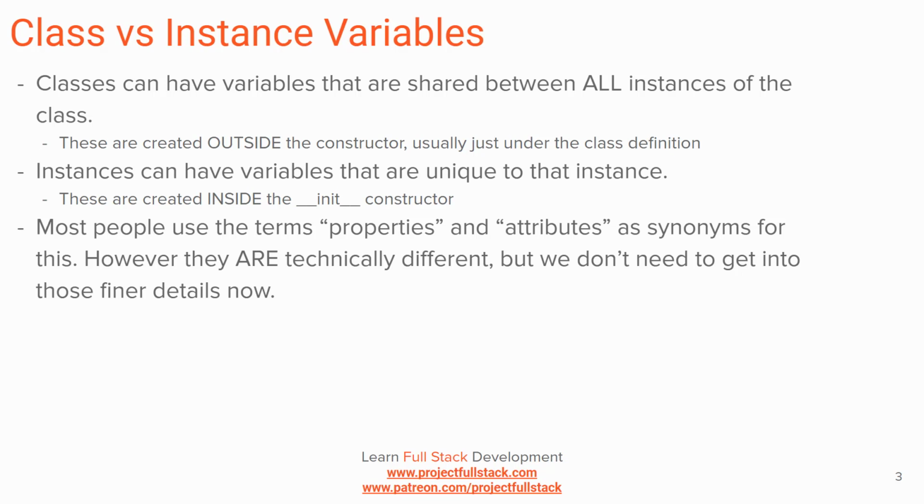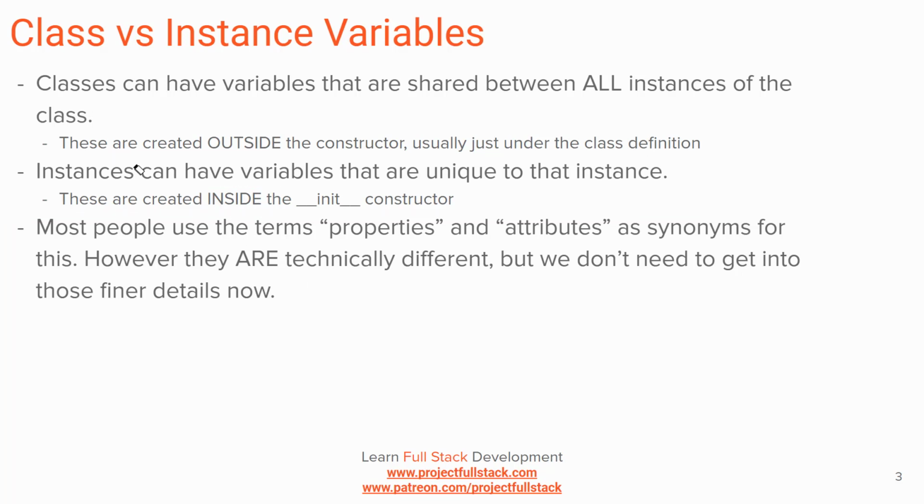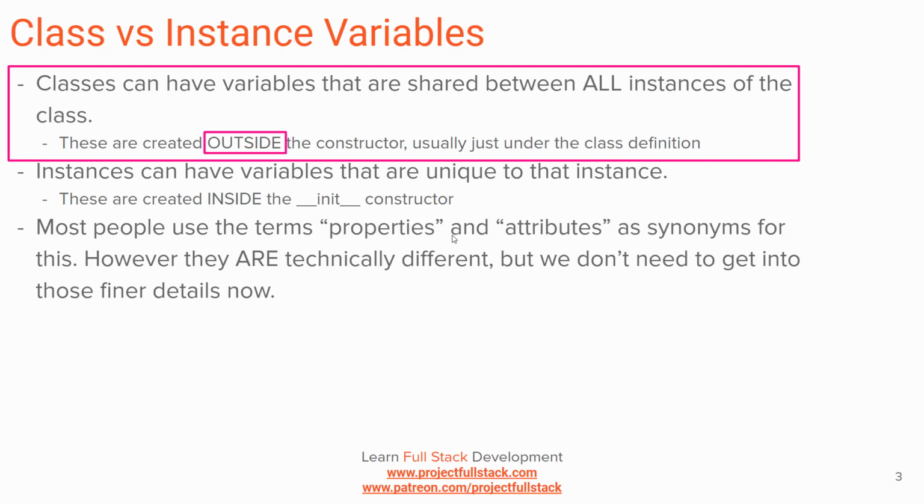And that's what this second bullet down here says: instances can have variables that are unique to that instance. Those are created inside the init constructor. This is super important here: inside the init constructor. If you declare variables outside the init constructor, then they are class variables, right up here. So classes can have variables that are shared between all instances of the class. These are created outside the constructor. Usually they're just under the class definition.